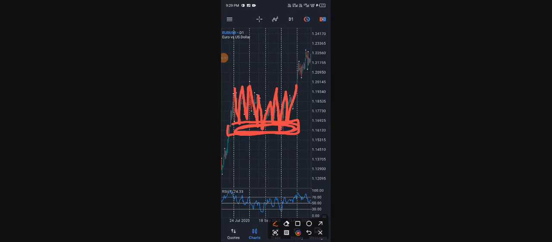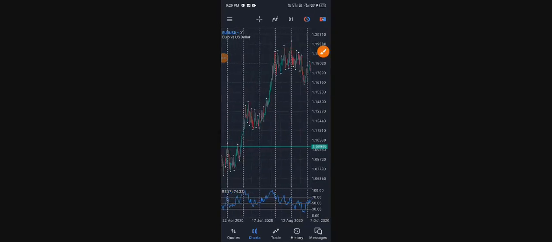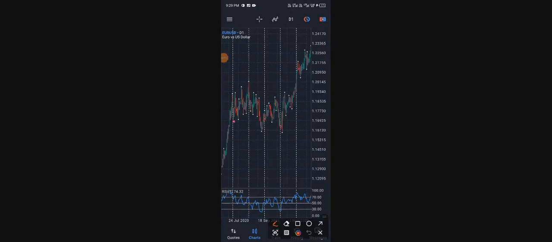So this region is taken to be our support level in this case. Yes, this is our support level. Are we together? It's very simple. This region where the market keeps getting rejected, bouncing back upwards, that's our support level.